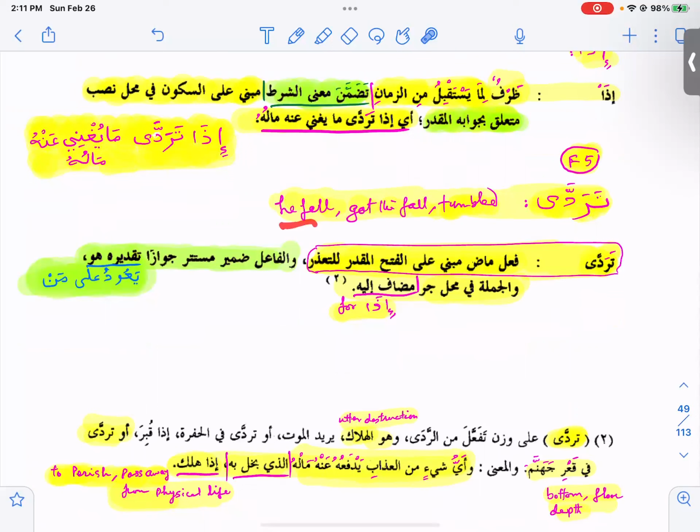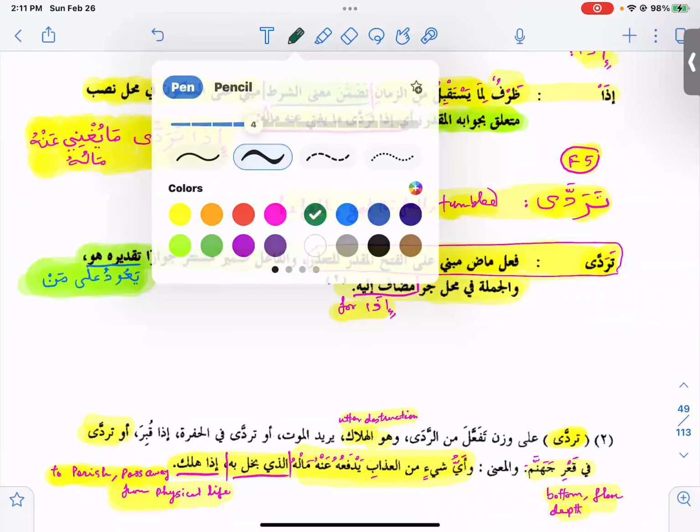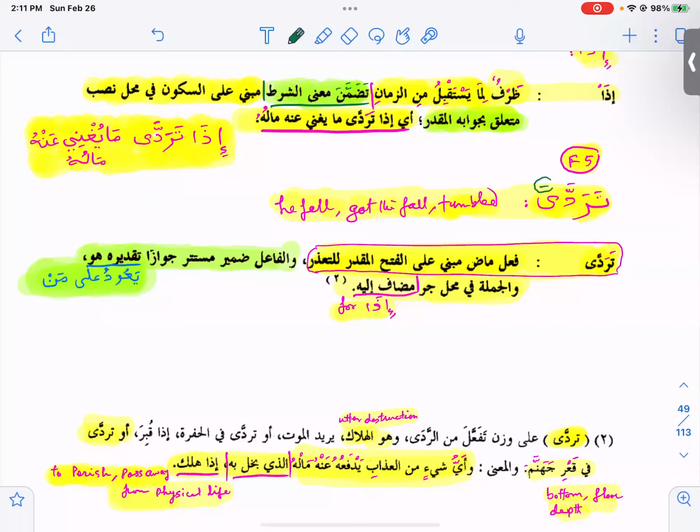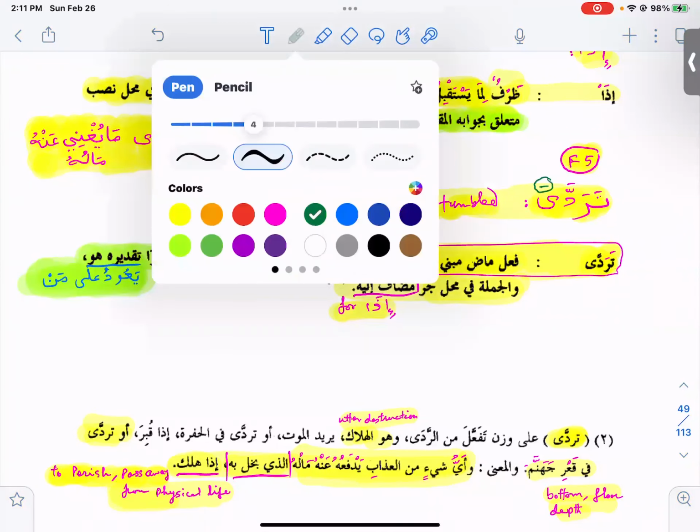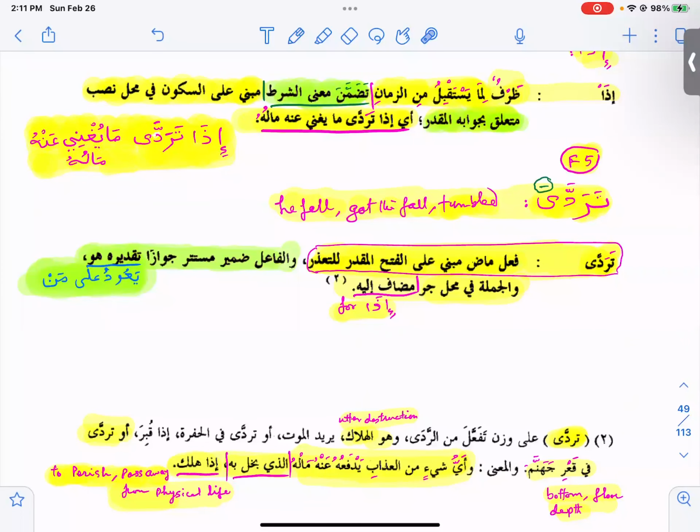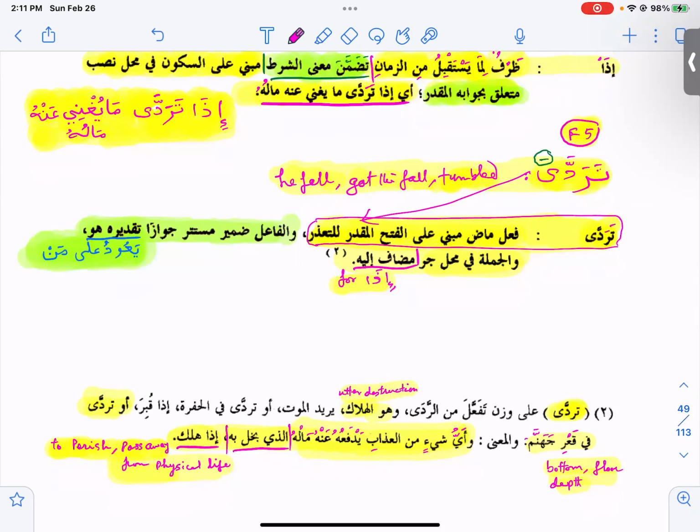He fell. Got the fall, tumbled, taradda, form five, taradda, fi'lun madin mabniun ala fatatul mukaddara, yeah, see again I have to put a fata here, mukaddara, okay, mukaddara. Fatatul Mukaddara. Okay, inshallah. Fine.